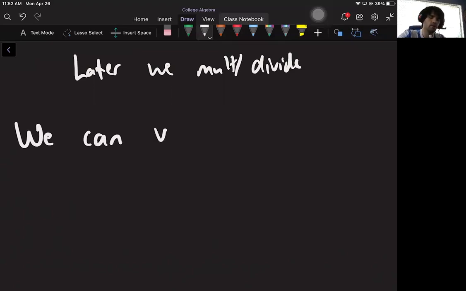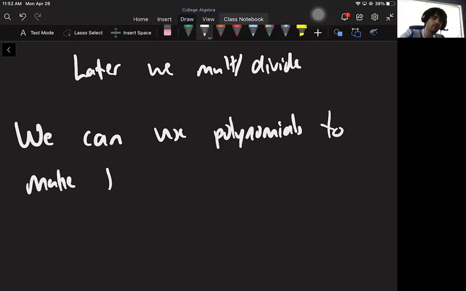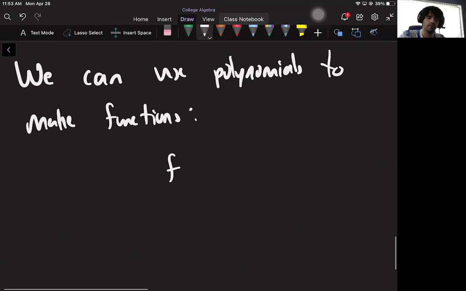So we can use polynomials to make functions, because remember when we had functions, what we would do is we would say the function is called f, and then we would write f of x equals, and then on the right would be a bunch of stuff with x in it, and that would tell you what the function was doing.